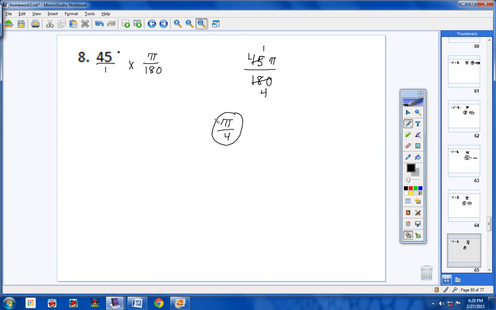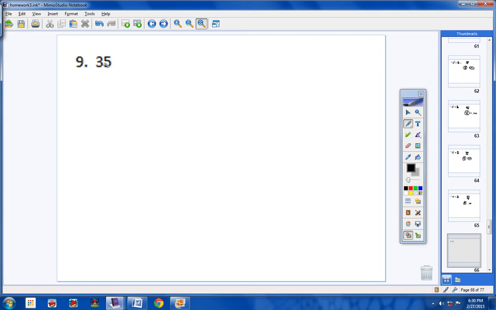But this here is 45 degrees in radians, written in terms of pi. If you want the decimal form of that, you take 3.14 and divide it by 4, and you're going to get 0.785, okay? Moving on to number 9, 35 degrees. We're going to multiply that by pi over 180 to convert it to radians, okay? 35 times pi is 35 pi. 1 times 180 is 180.